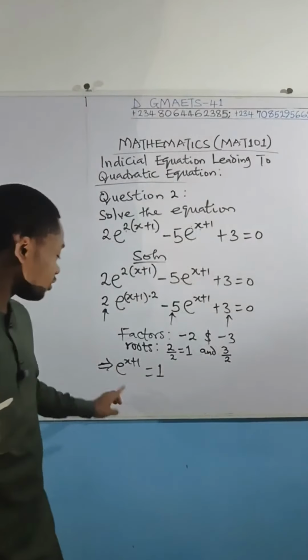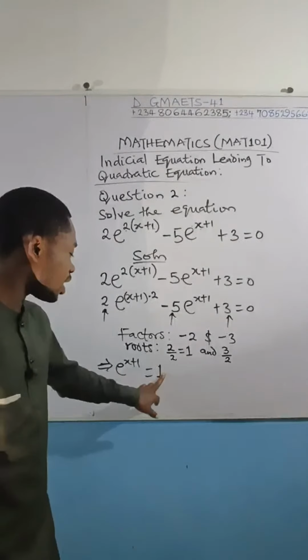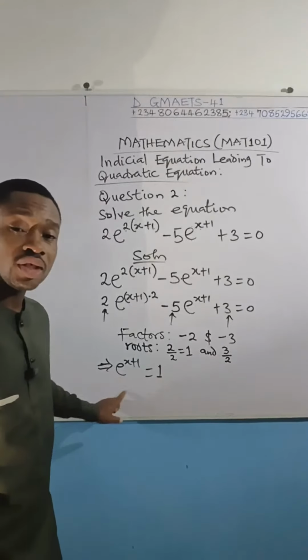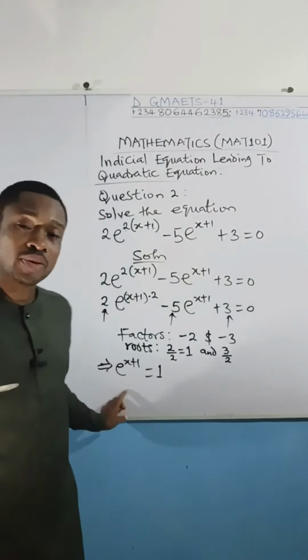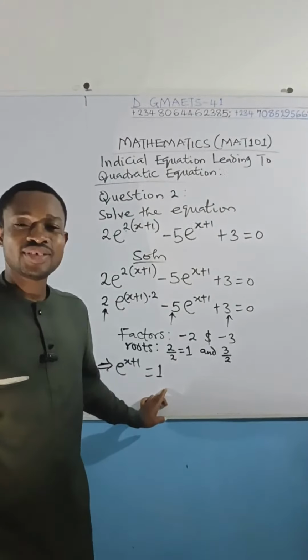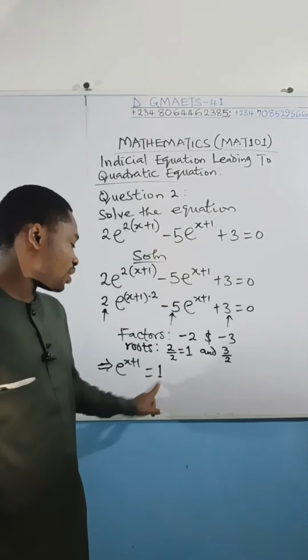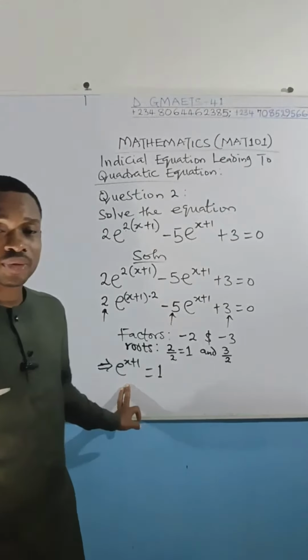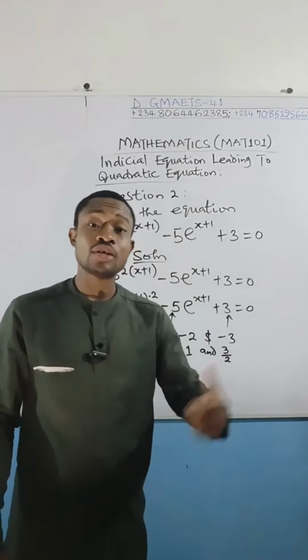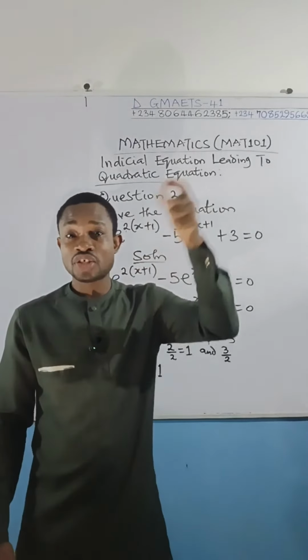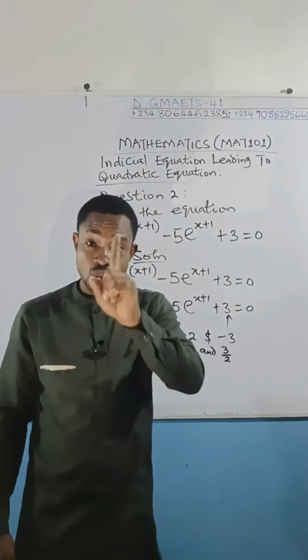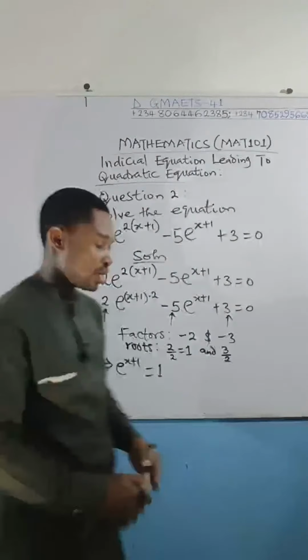if you come to this term, all I have to do now is to ask myself, what can I do to get both sides of the equation in the same base? This is e, exponential. This is 1. So how can I convert this 1 to this exponential base? And it's simple. Take note of this now if you had not known before. e raised to power 0 is 1. You can confirm that from your calculator.